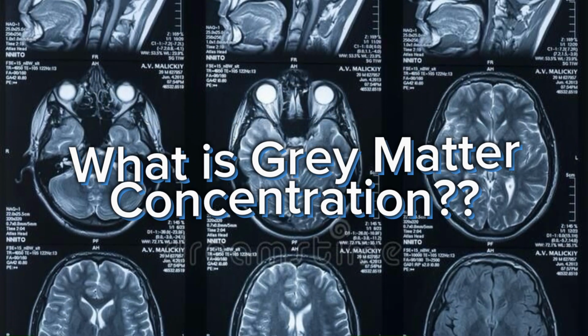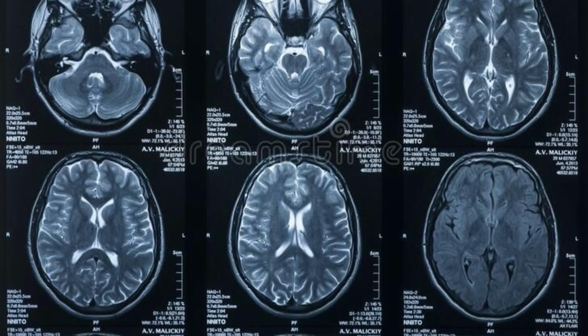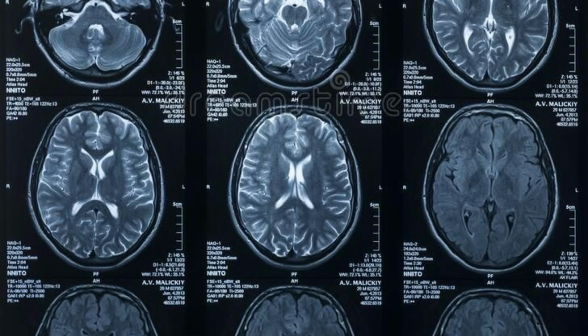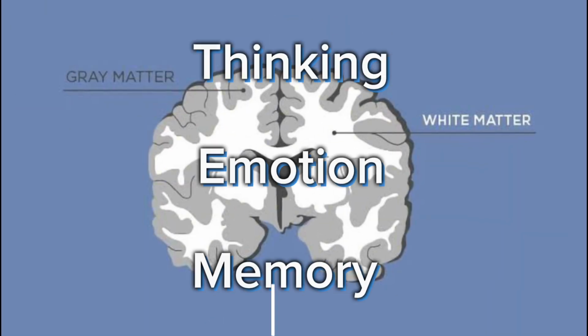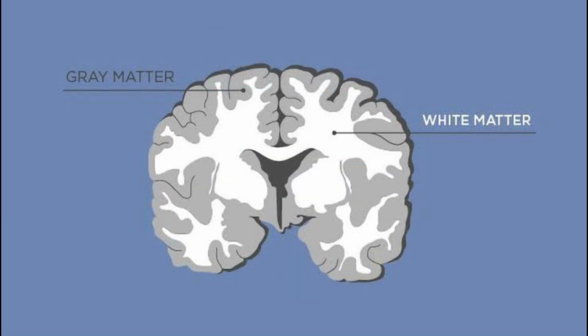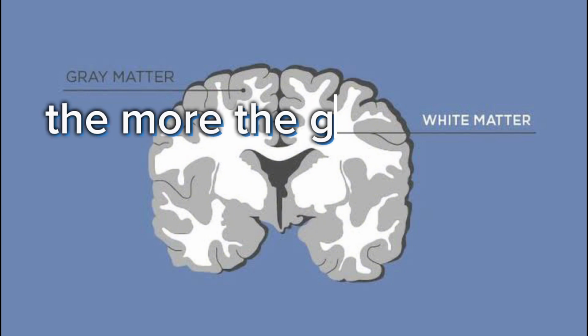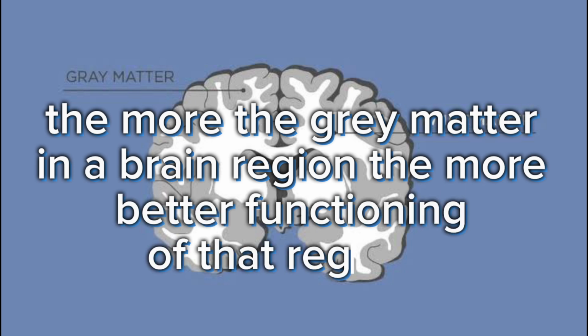Gray matter is the part of the brain that processes information. It contains nerve cells, also known as neurons, which are responsible for 3 types of things: thinking, emotion, and memory. Gray matter concentration refers to how much gray matter there is in a specific brain region. The more gray matter in an area, it means the stronger the connections and better the functioning in that part of the brain.